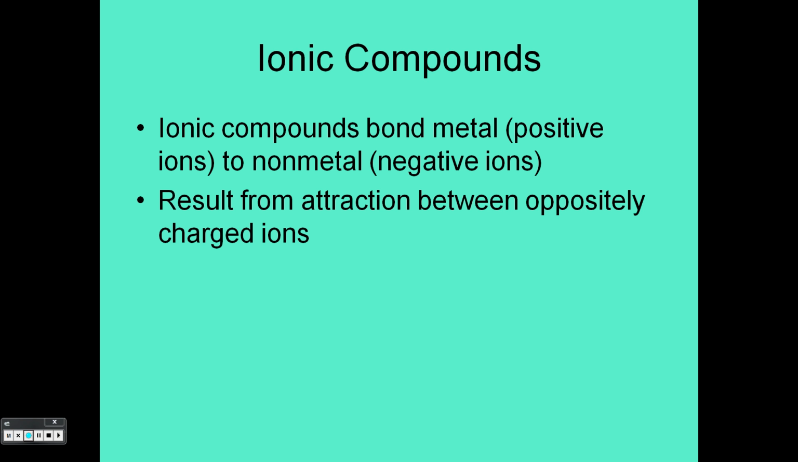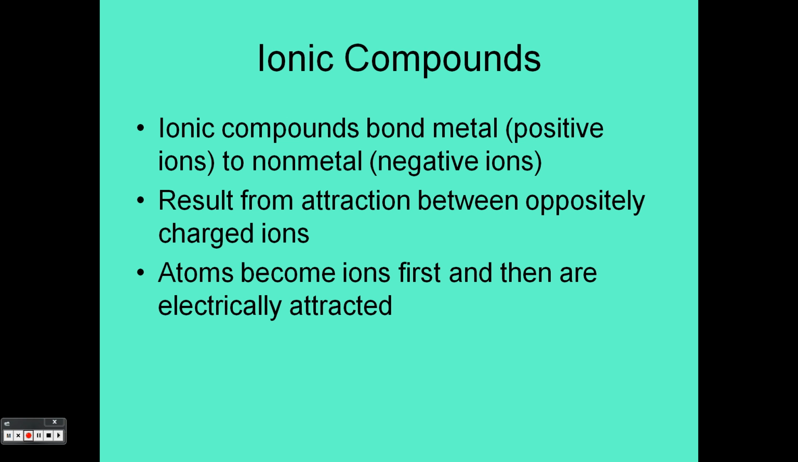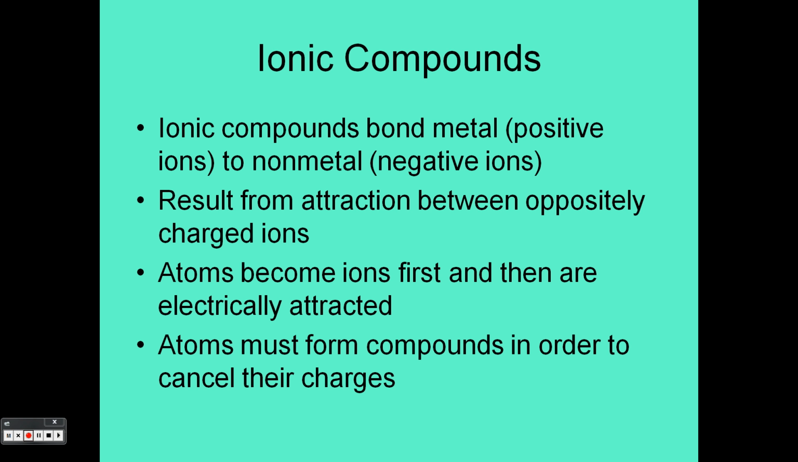It's a result of an attraction between oppositely charged ions. What happens is the atoms become ions first, so they lose or gain electrons, and then they're electrically attracted. Remember, then you have a positive and a negative, and positive and negative attract, going back to that whole idea of electrons attracted to the nucleus of an atom. So that's what forms an ionic compound.